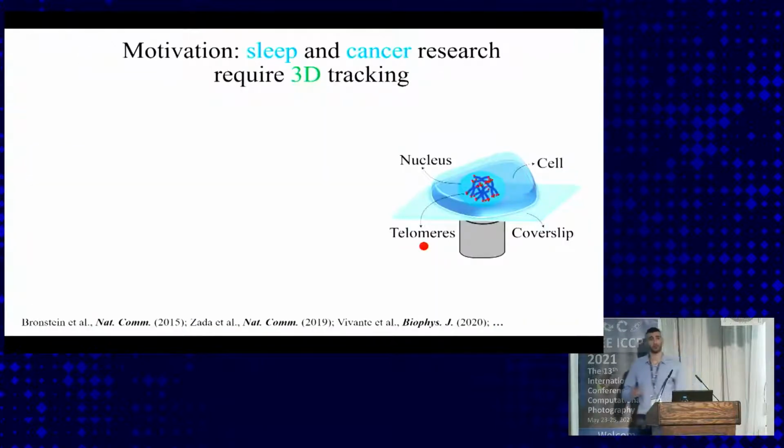Okay, so first let us start with the motivation. Essentially in biology, several interesting applications require us to track the diffusion of subcellular elements. This information can tell us a lot about cellular function. Specifically in sleep and cancer research, we're interested in tracking telomeres, which are the tips of chromosomes inside the nucleus of our cells.